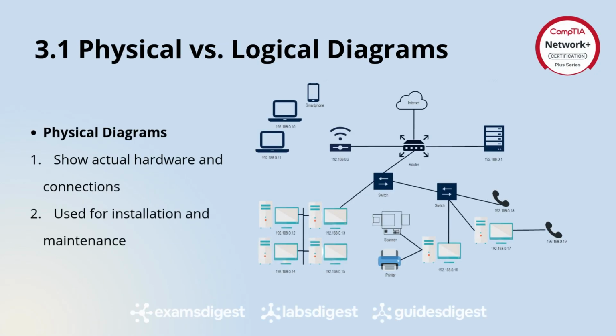Let's begin by understanding the difference between physical and logical diagrams. Physical diagrams represent the tangible aspects of the network. They show the actual hardware components, like routers, switches, servers, and cabling, and how they're physically connected.